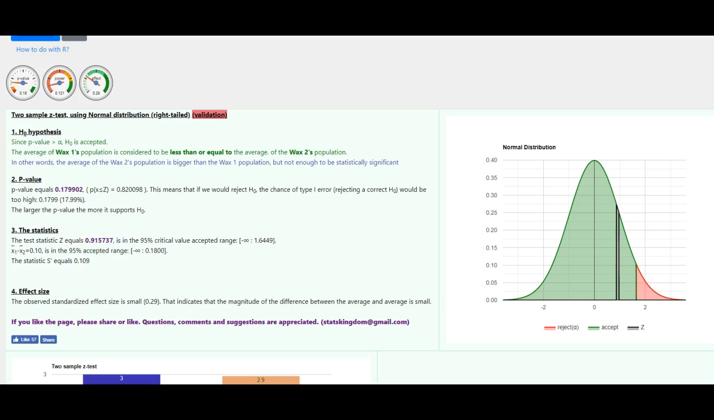There's not sufficient evidence to conclude that the wax time is longer or more effective for the first wax than it is for the second wax. Now let me show you what it looks like doing this on the TI-84. Same problem, but just using the TI-84.